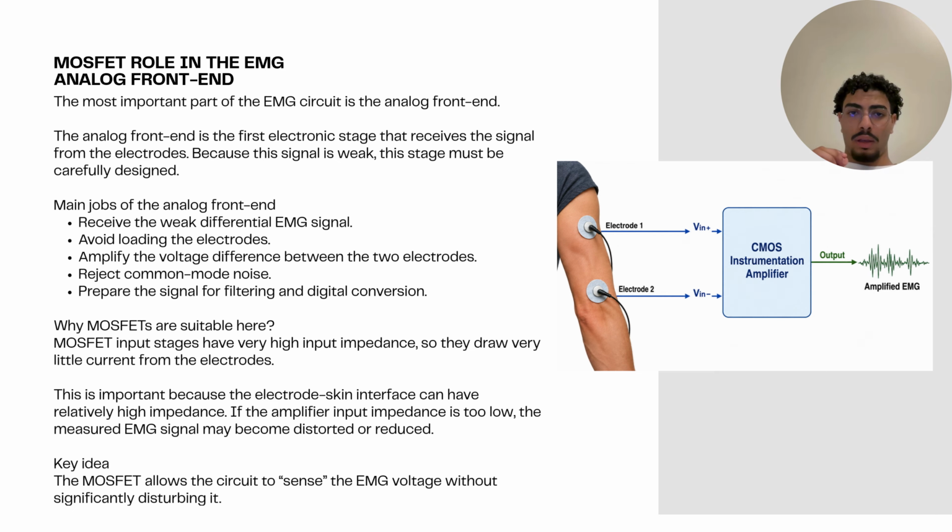So, let's talk about the analog front end first. It is the first electronic stage that receives the signal from the electrodes. This stage is very important because, as we said before, EMG signals are still very weak and very sensitive to noise. If the first stage is not designed properly, the signal can be distorted before it's even processed.